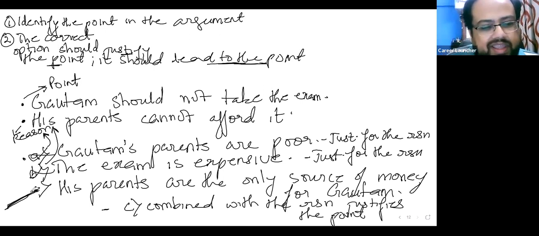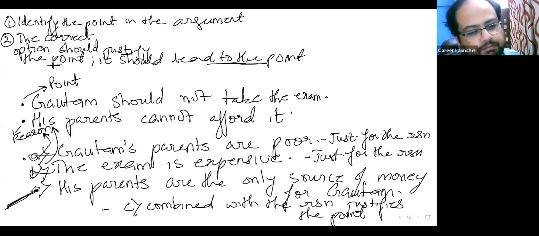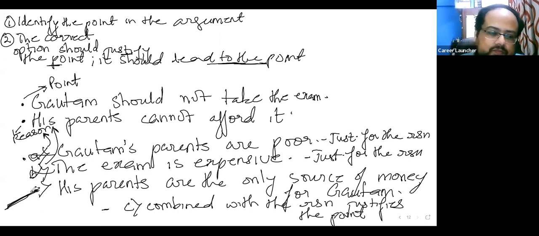Please understand why A and B are not the answers. Because they are not justifying the point. Option C is the answer because it does justify the point. Okay? That is why option C is the answer, because it justifies the point. I hope all of you have understood this.